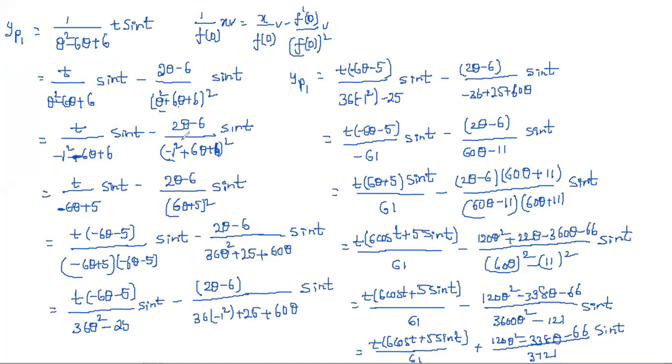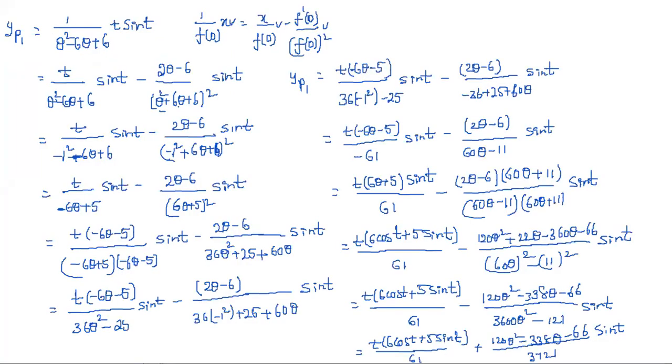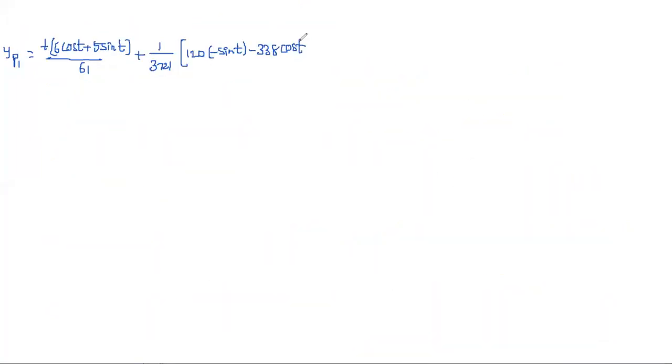Next minus 338 into cos t. Next minus 66 sin t. This is yp1. If you want, you can take LCM and then simplify.